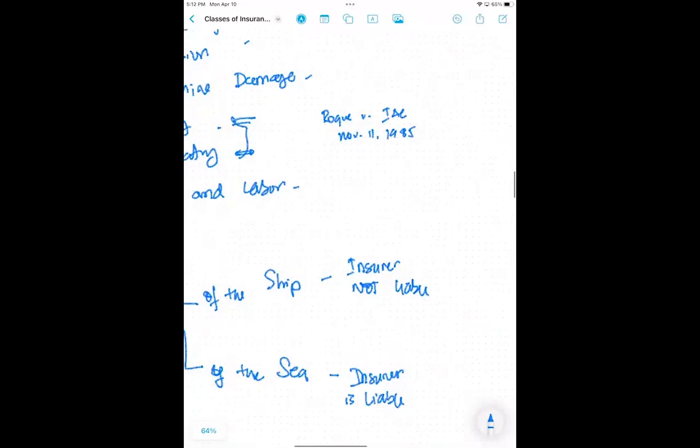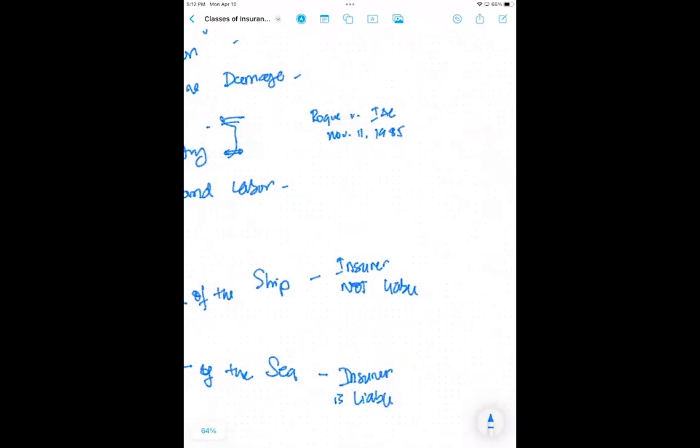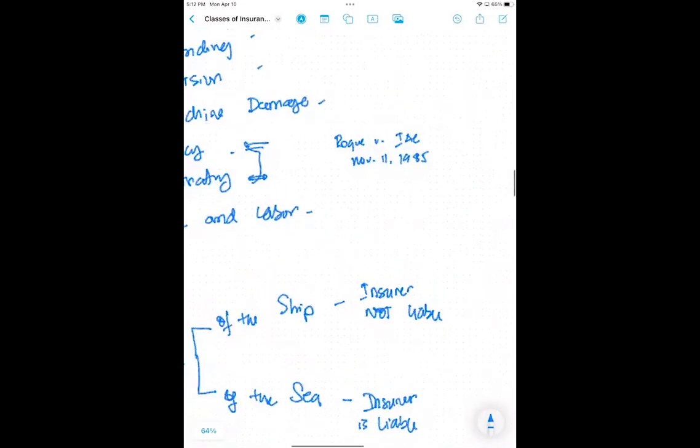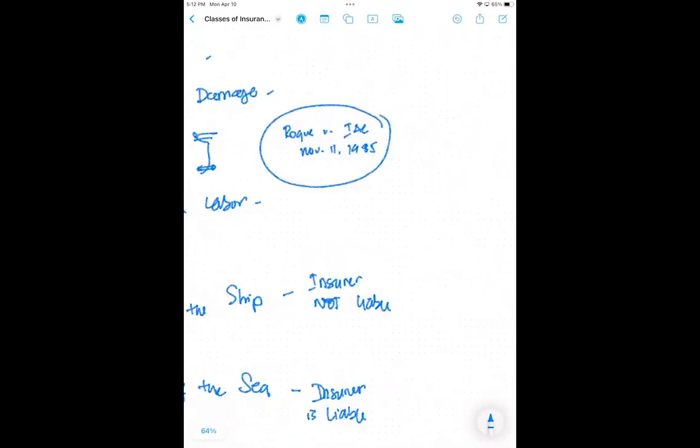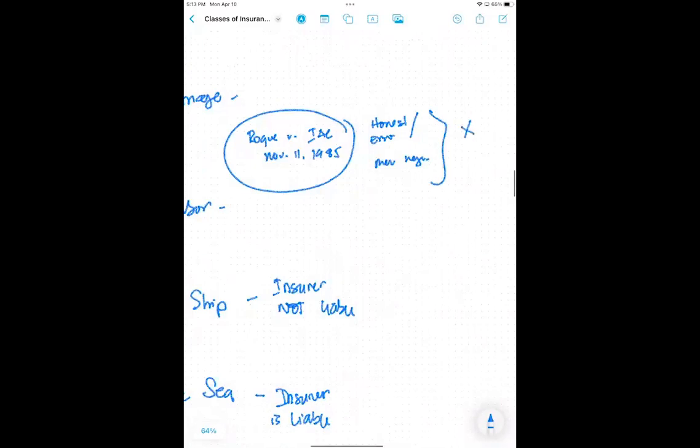The term barratry was defined by the court to mean any misconduct committed by the captain or crew of a vessel for some unlawful purpose without the consent of the owner and to the prejudice of the owner's interest. Okay? Now, what we should learn from this Roque case is that an honest error on the part of the captain or the crew, or mere negligence, these are not barratry.